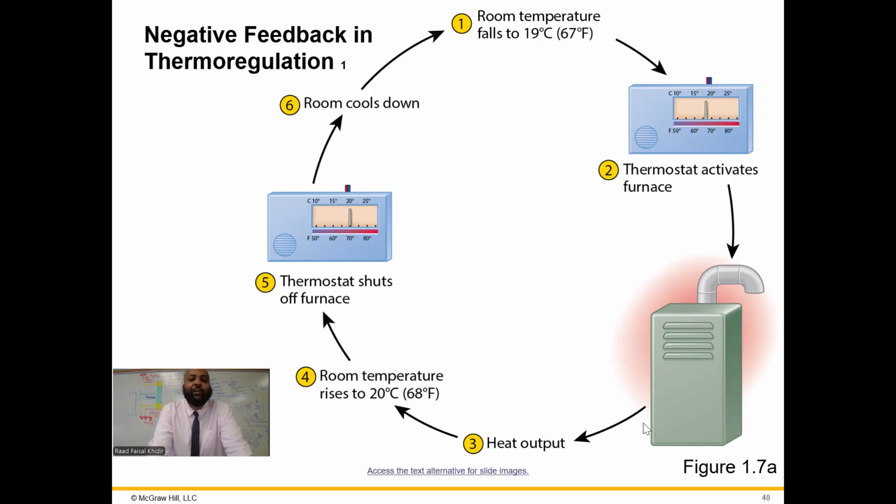Then the furnace is going to represent my effector. Excellent. And the effector is going to send out heat. Then the room temperature rises from 19 to 20. And now when we hit the 20, we don't want to go even hotter. We don't want 100 degrees Celsius. We burn. We've got to stop. Then the thermostat shuts off the furnace. Then the room cools down. Then we achieve our homeostasis. Is that clear? Now that's what happens in the room.